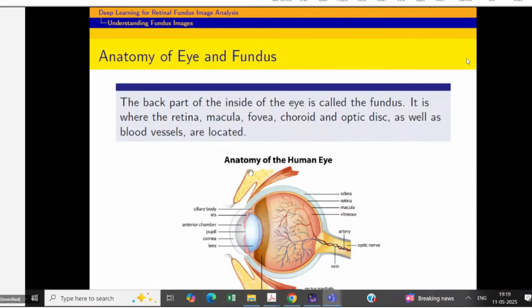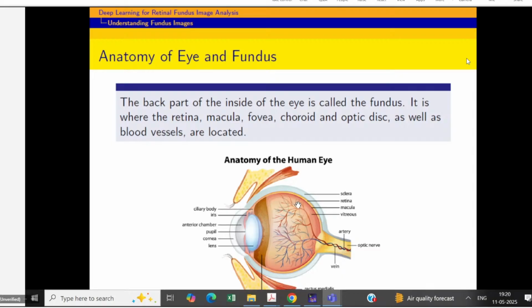If you look at the anatomy of the eye, which we have seen from our school level science book, you can see the iris, the pupil, the lens. But when we talk about fundus, what do you mean by fundus? It is nothing but the base part of the inside of the eye, where you will find the retina, the macula, the retinal blood vessels, and also the optic nerve, vein, and so many things.